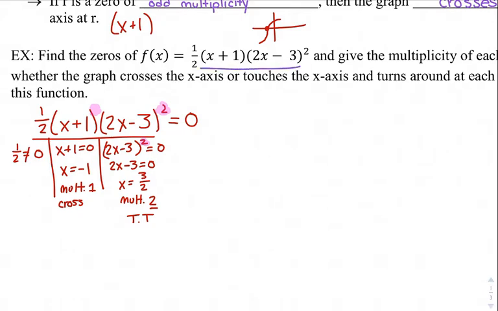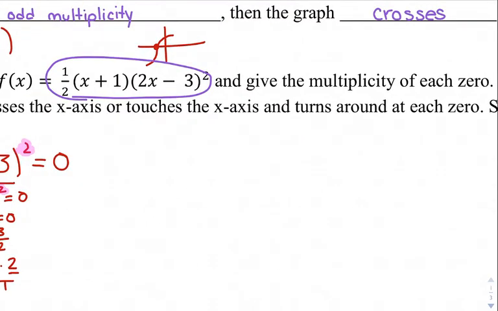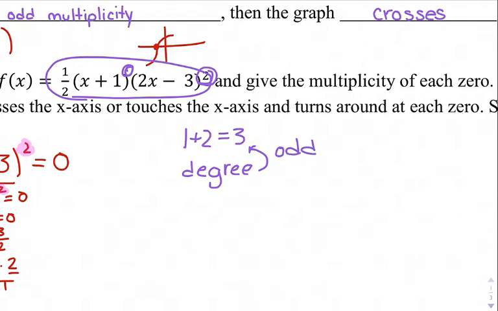Since this function is being multiplied, I have to figure out the degree. So I know this degree is 1, and then this degree is 2. So when they're multiplied, remember you add them. Well, 1 plus 2 is 3. So this has a degree of 3. So 3 is an odd number, so it has an odd degree.